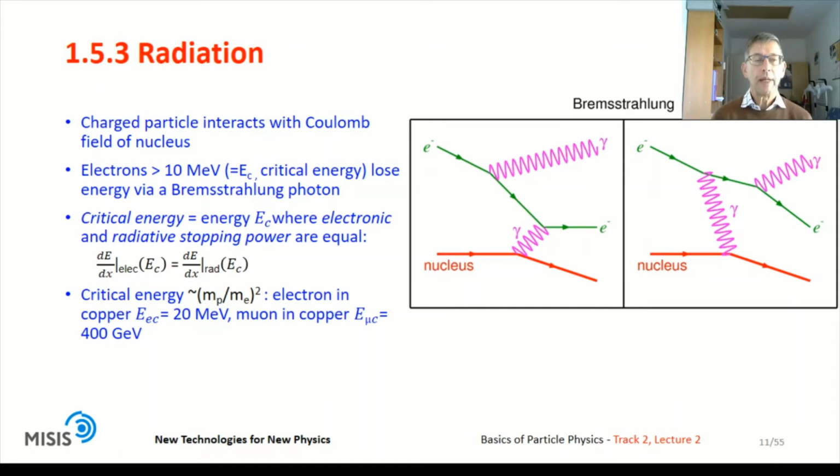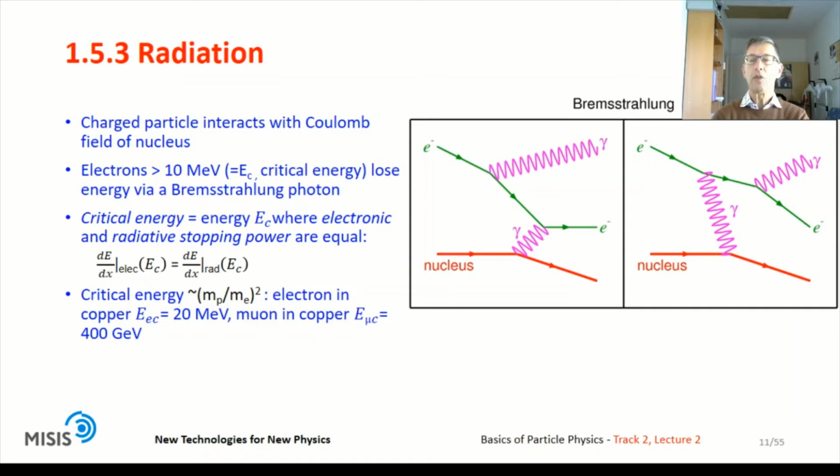And then finally we have radiation. As the energy goes up, the charged particle can interact with the Coulomb field of the nucleus, and instead of deflecting, it will radiate a photon. For electrons, this is above 10 MeV. So ionization is taken over by Bremsstrahlung. And this energy is called the critical energy. So dE/dx electronic equals dE/dx radiative.